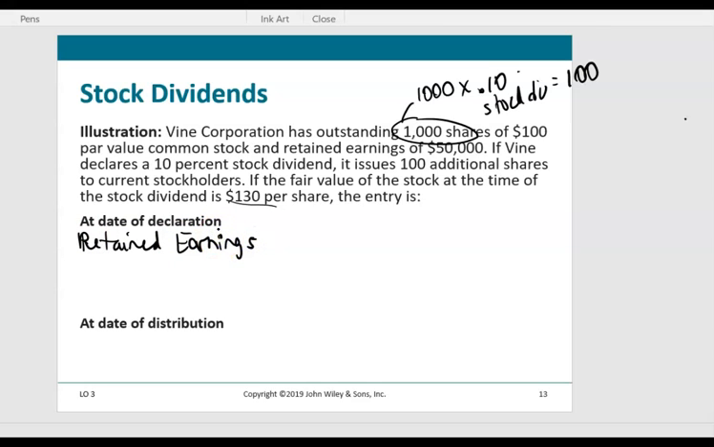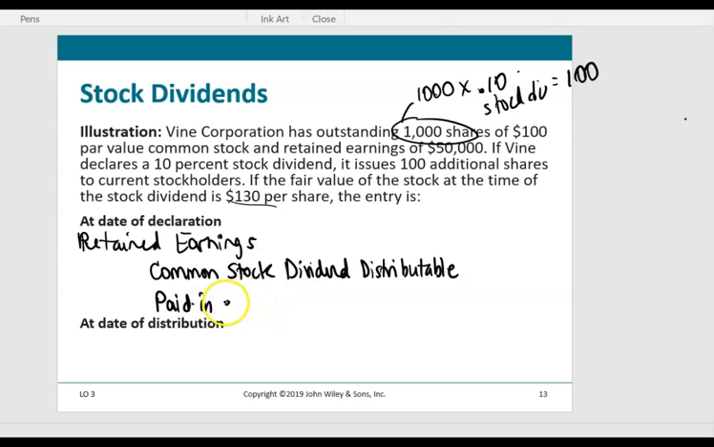So remember, the common stock has a par value, so we're going to have common stock. And since this is not the actual date that the dividends are distributed, we're going to use this special account, common stock dividends distributable. This account's only going to be active for a couple days until we actually distribute this. And then this is going to be at par, and we're going to have another account for paid-in capital in excess of par, related to the common stock, of course. Okay, so now that we have the accounts, the next step is for how much.